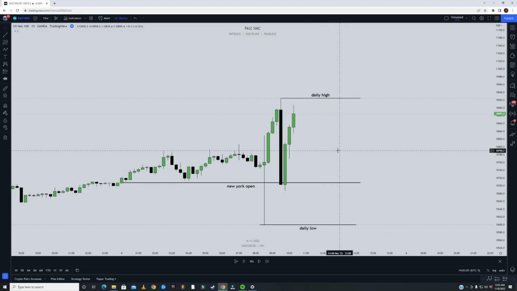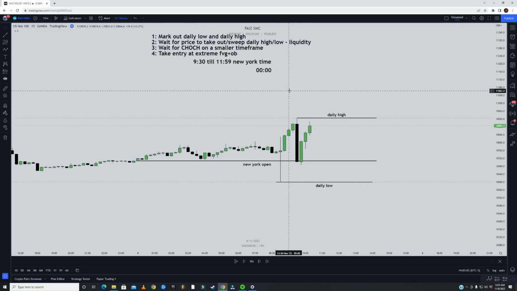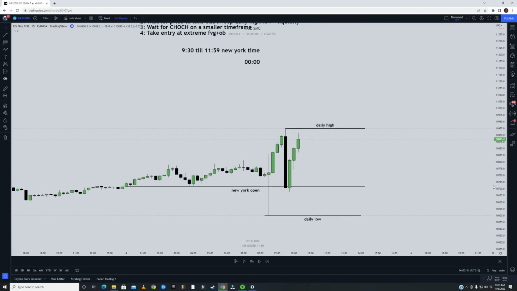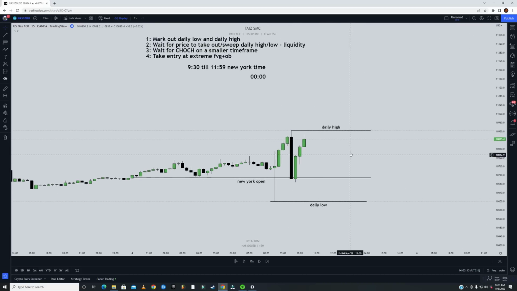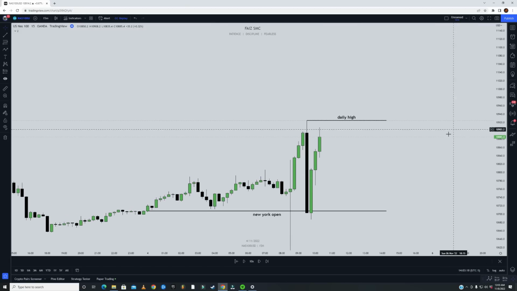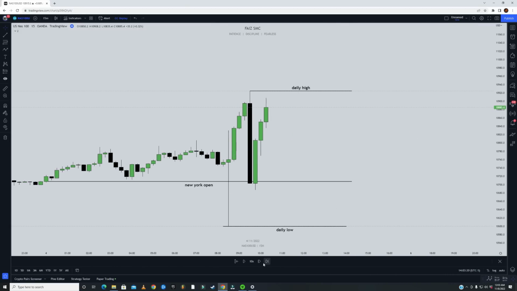Now what you want to do is wait for price to take out, sweep daily high or low. For this example, we're going to wait for price to take out the daily high, because I know it's going to take out the daily high. I've already watched this trade, so let's see how this plays out.